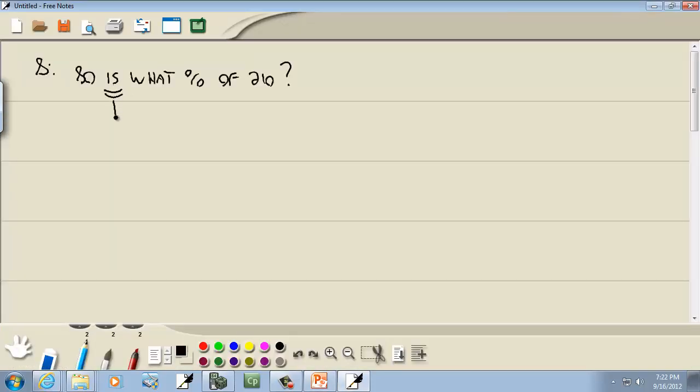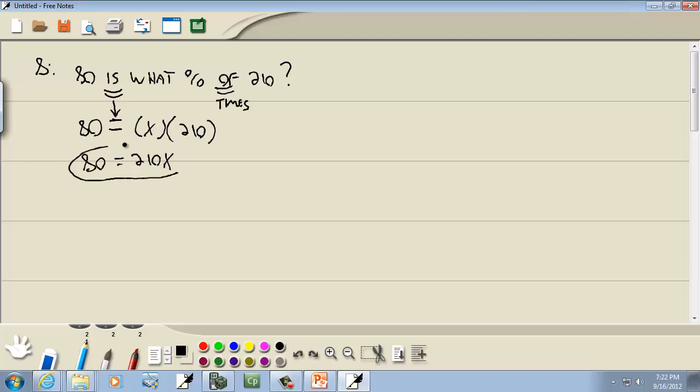Where the is your equals. So then it equals right there. And 80 is before the is, so this is 80 equals. Now the of is always your times. So that's your multiplication. And then we got what percent? Well, that's going to be our x times 210. And I can flip these around. X times 210 gives us 210x. And that's our setup.